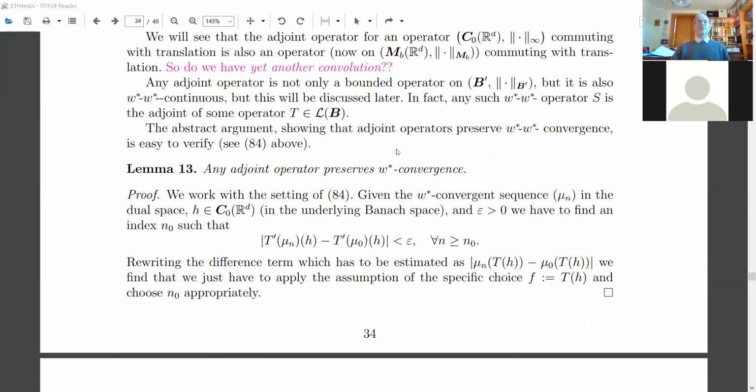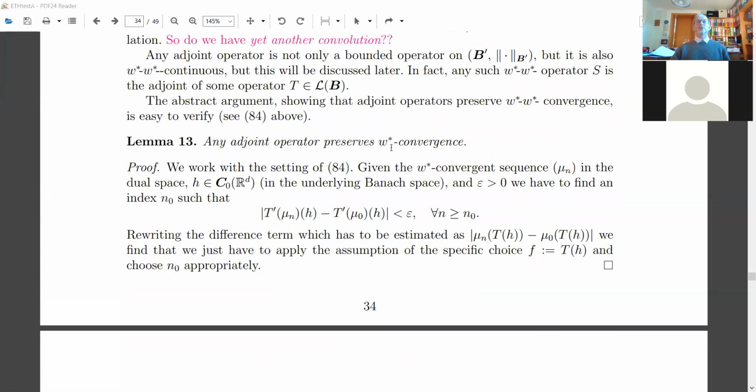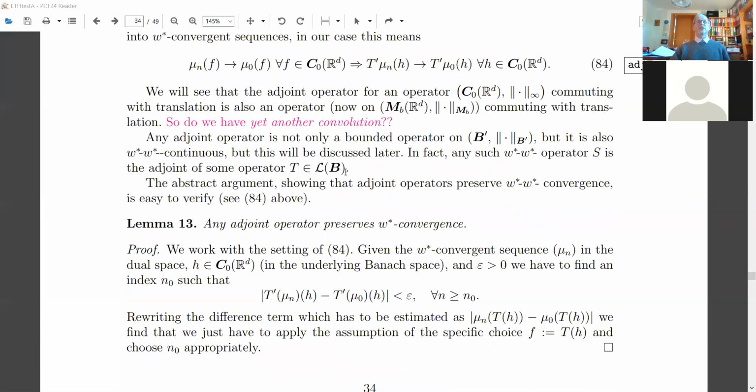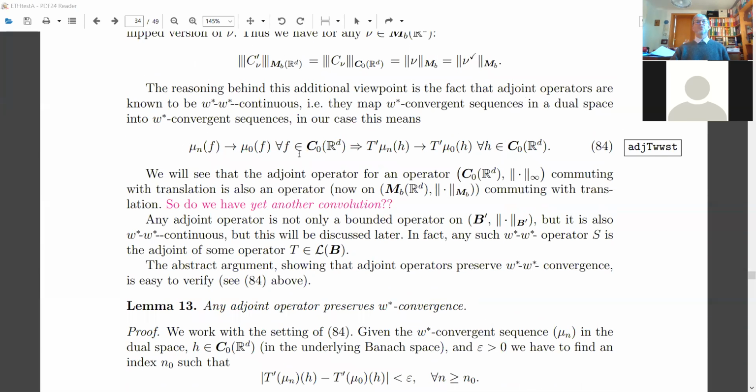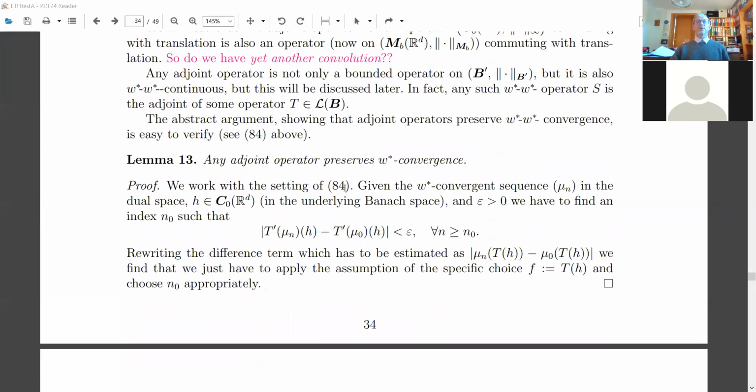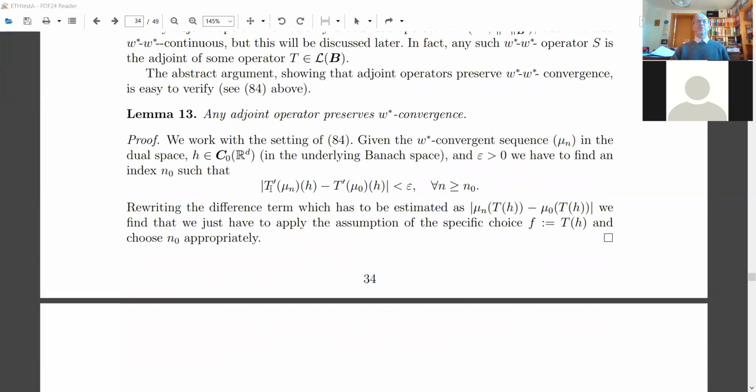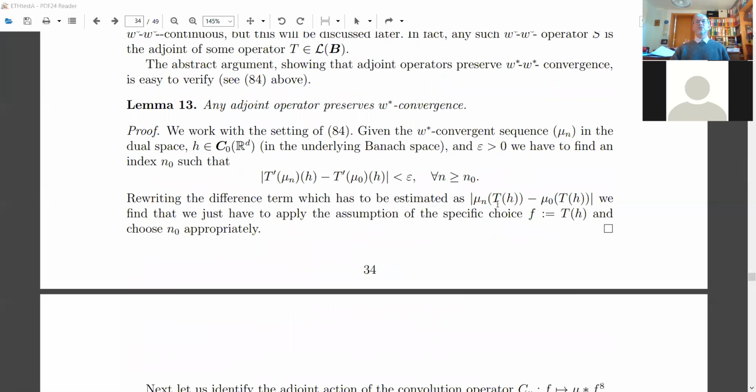Okay, so why is any adjoint operator preserving weak star convergence? Again, I'm using the concrete example to sharpen your intuition. You're assuming this, and then you apply this. But what is T prime mu n of h? Recall, you move the T prime over to the argument. So what we have to look at is what you see here in the proof of the lemma. It's T prime of mu n applied to h, but you have to rewrite it as mu n of T of h. You can remove some of the brackets, of course. But what do I have to do? T of h is just another element, so it's why I'm introducing the h. T of h is an element that you can call f.